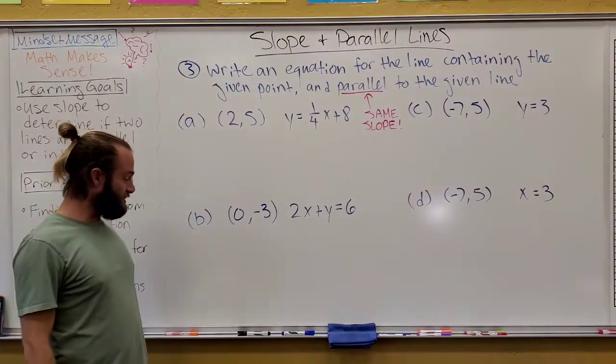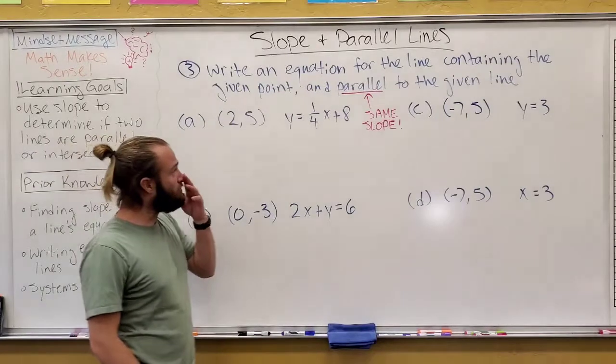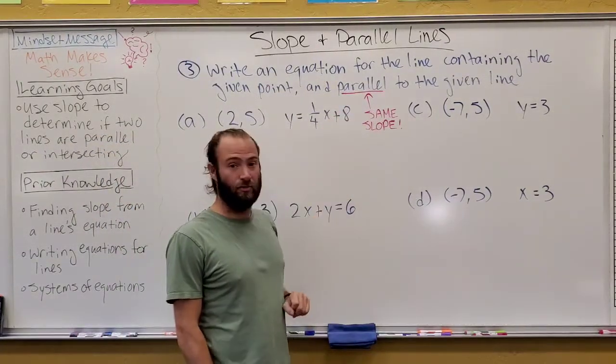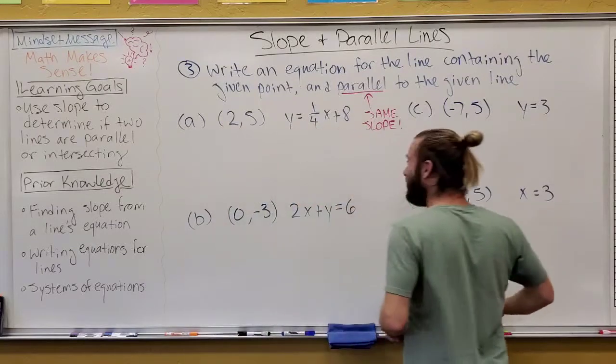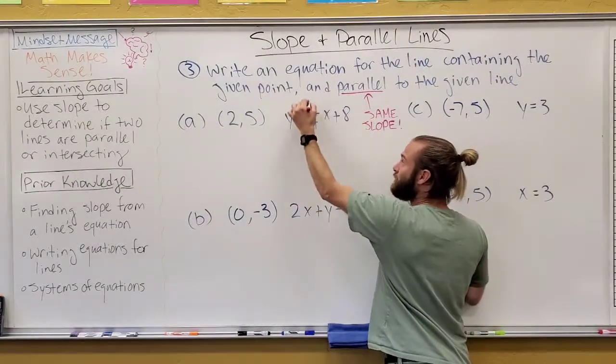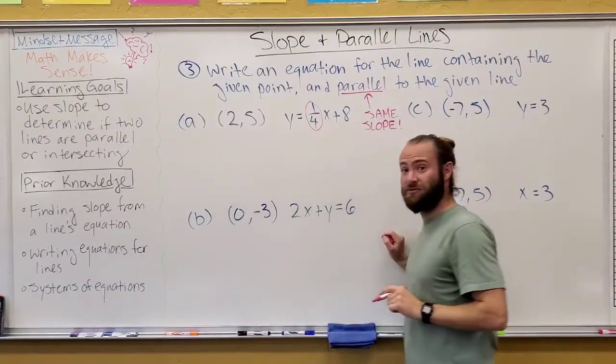So we're going to revisit some of the different things we've done, and we're going to work through this together. Now, just to remember, when we see parallel, always remember that means same slope, right? So the good thing is, we can identify the slope, hopefully, of the given line. In this case, look, we know the slope is 1/4. But we want to go through the point (2, 5).